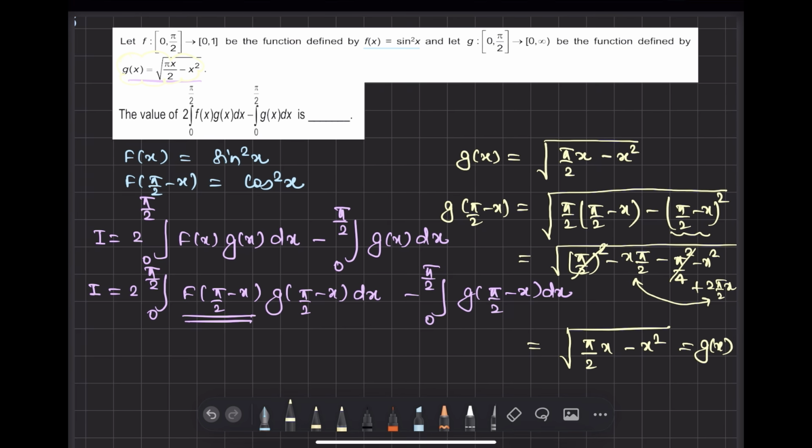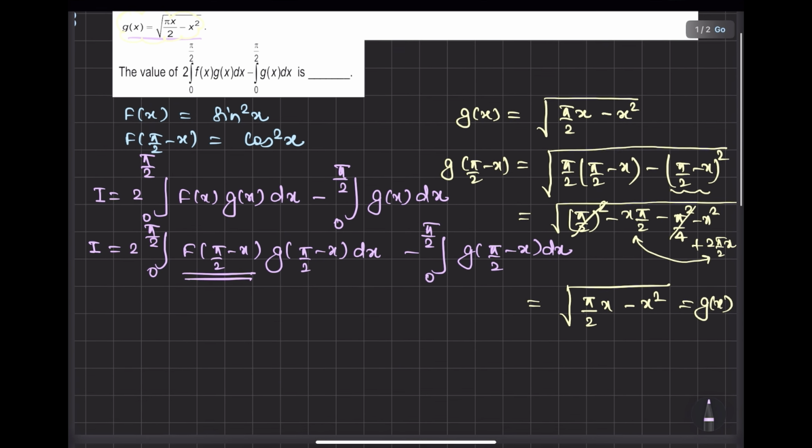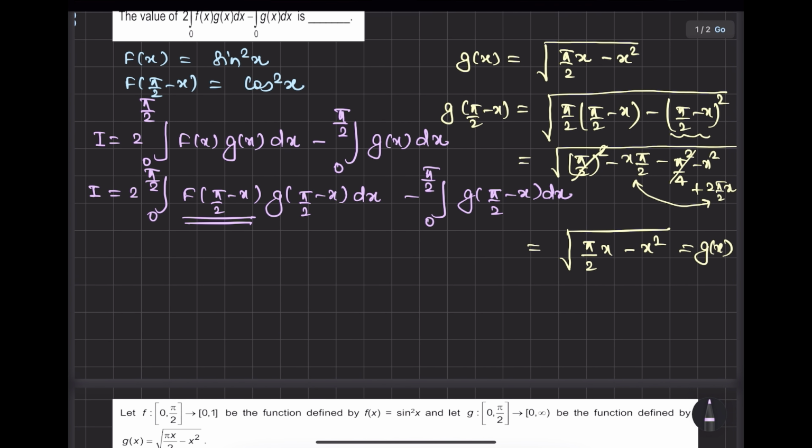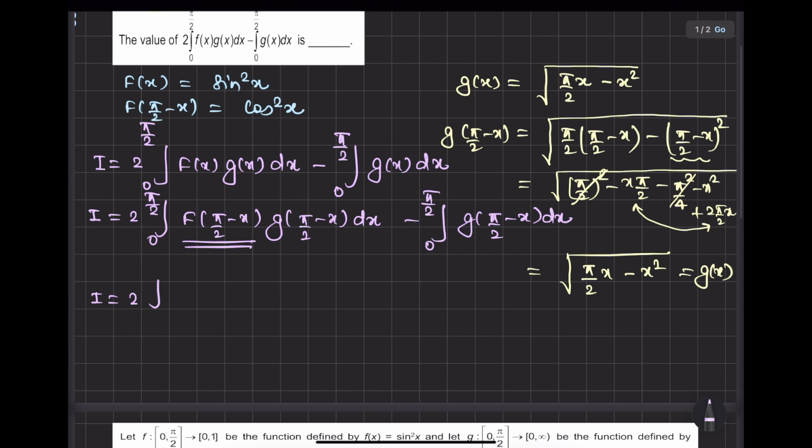Okay, now you are good to go with the solution. Now look at this. So you know that I was the integration from 0 to pi by 2; I will not write down the limit. So earlier the question was f of x, without replacement I am writing this. It was sine square x, and then g of x dx, minus the integration from 0 to pi by 2 of g of x dx.